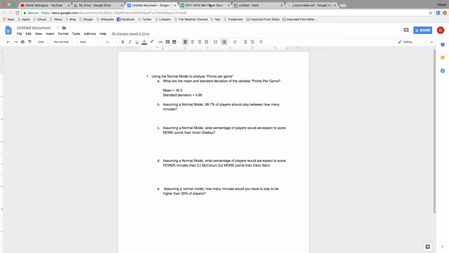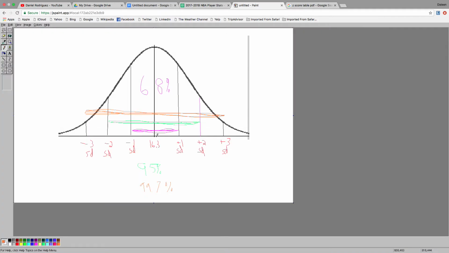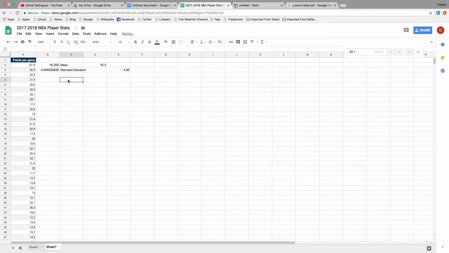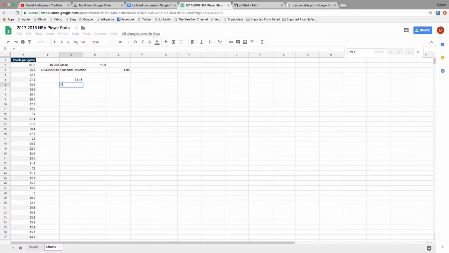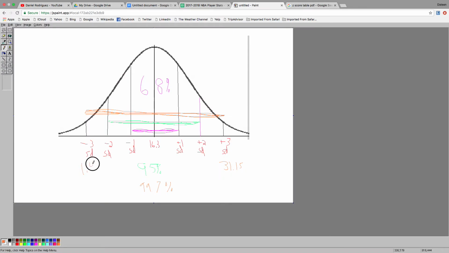So I go back to the question, it asks 99.7% of players should be between how many minutes? So if I start at the mean of 16.3, I can add 3 standard deviations onto that to find my upper bound. So my mean is 16.3 plus 3 times the standard deviation. So my upper bound is 31.15. And the low value, I would just subtract 3 standard deviations from the mean. So 16.3 minus 3 times the standard deviation, which is 4.95. So that gives me 1.45. So 99.7% of players should score between 1.45 points a game and 31.15 points a game.